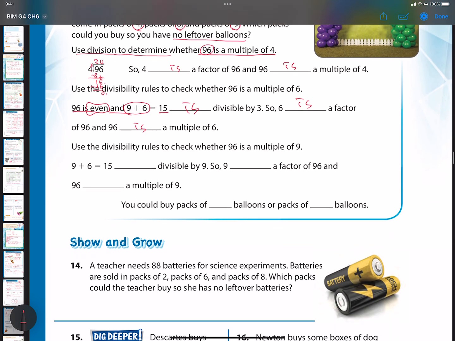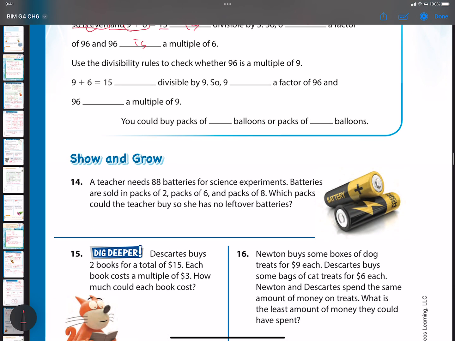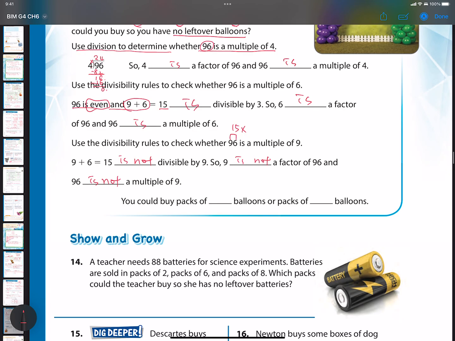Now use the divisibility rules to check whether 96 is a multiple of 9. But we just did it. 9 plus 6 is what? 15. 15 is not a multiple of 9. Okay, so 15 is not divisible by 9. So 9 is not a factor of 96, and 96 is not a multiple of 9. So you could buy packs of what? Yes, 6 and 4.